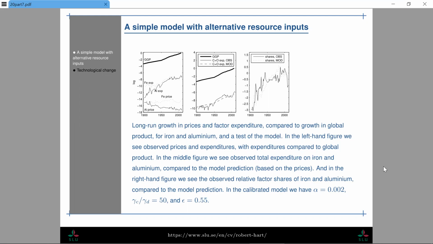In the second figure, we see that the total expenditure on both is a very constant share of global GDP. It's about 0.2%. That's the alpha value you can see there. And again, we see that the model in the third figure does a fantastic job of capturing the relative shares. Again, there we're comparing the data to the model, and the model's doing an amazing job.